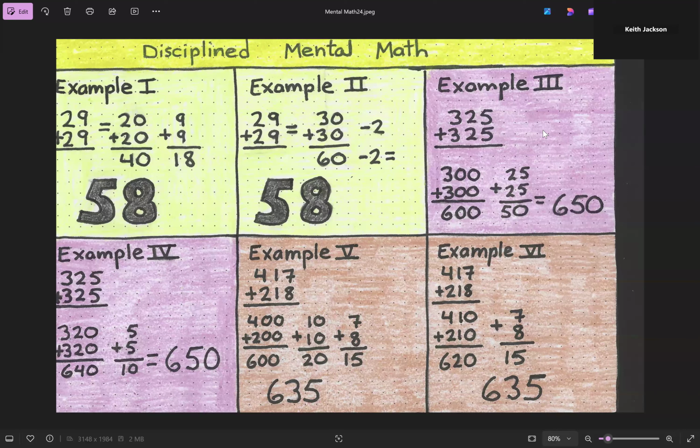In this video, we're going to focus on mental math, and we're going to focus on disciplined methods that will help you solve math problems much more efficiently. So here we are with 6 examples that will help you find a way that works best for you.